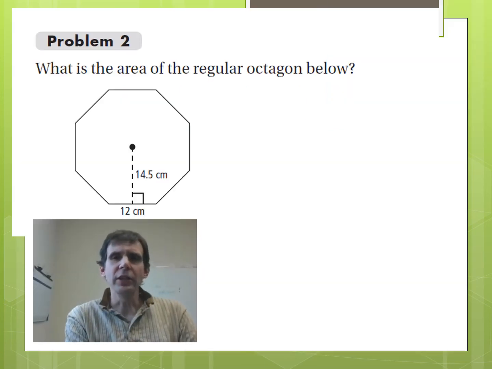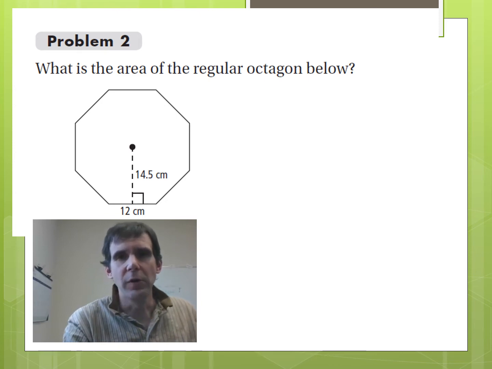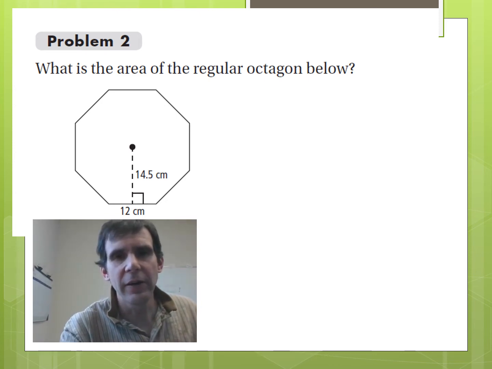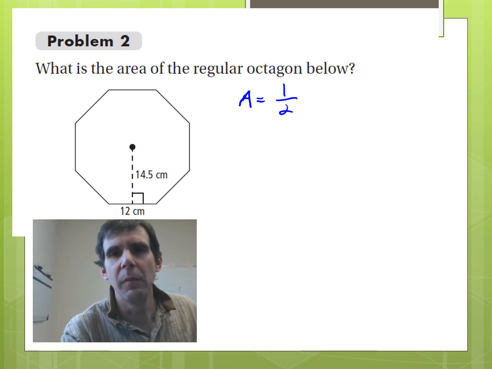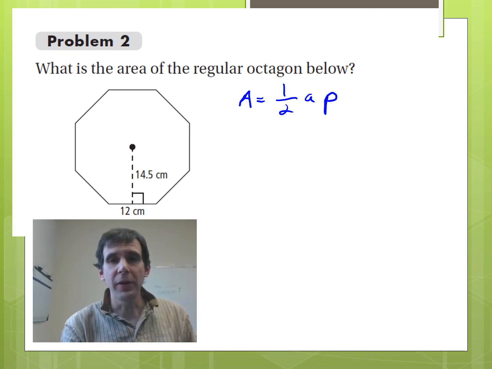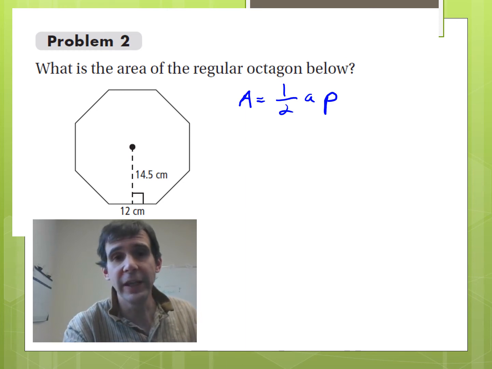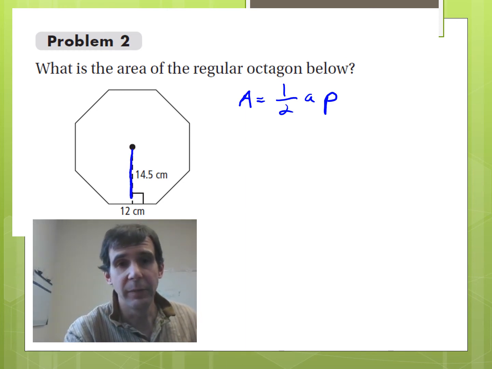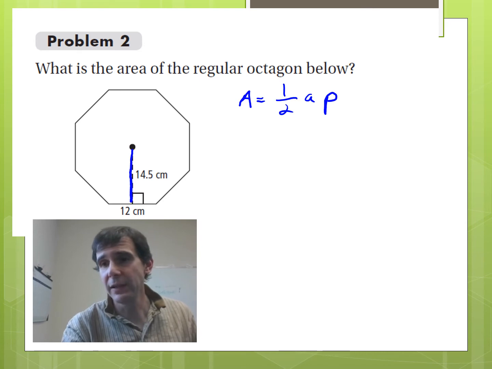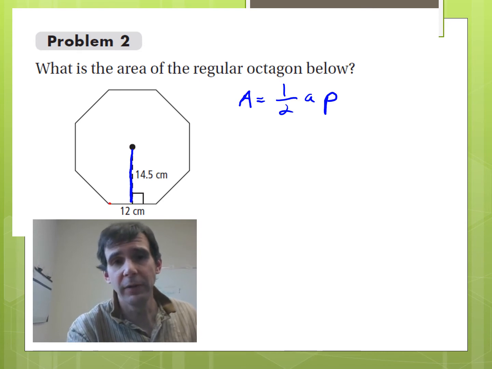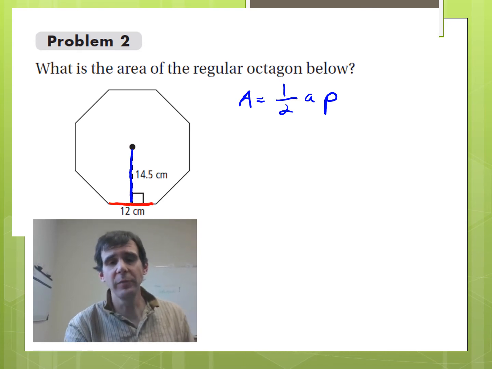Okay, let's take a look at a problem that is a little more straightforward. So here we go: area equals 1/2 apothem times perimeter. So we need two things: we need the apothem and we need the perimeter. This problem is nice because they give us the apothem, and they just about give us the perimeter. They give us 12 centimeters there.